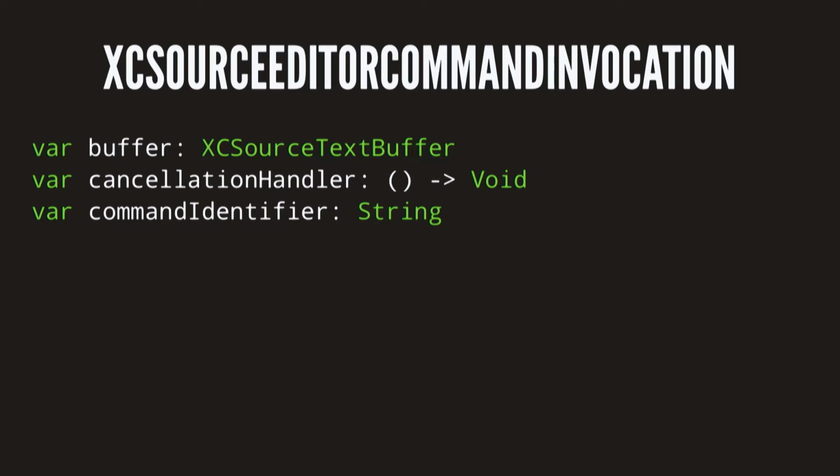It is asynchronous, so people can still edit things in the editor, but since the extension doesn't get updated information, it's probably a good idea, if the extension takes long, to actually cancel it for the user. And it gets a command identifier. Each menu item has a command identifier. And if you want to handle multiple menu items in one XCSourceEditorCommand class, or subclass rather, you can check the command identifier and do different things depending on it.